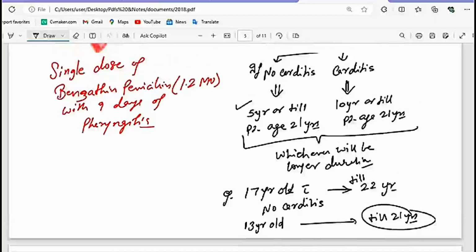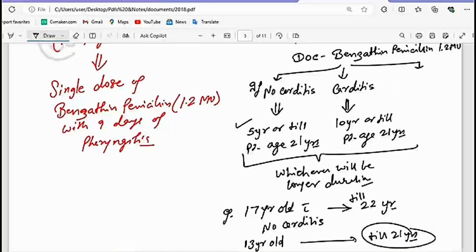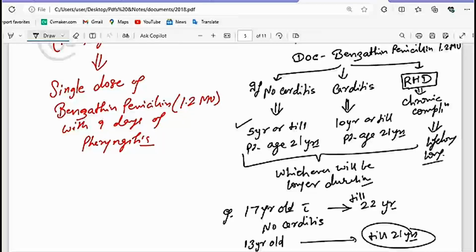Then the next one: if the patient has rheumatic heart disease. If rheumatic fever is complicated to form rheumatic heart disease, that is the chronic complication. In that condition, we will give lifelong treatment. Benzathine penicillin will be given lifelong.